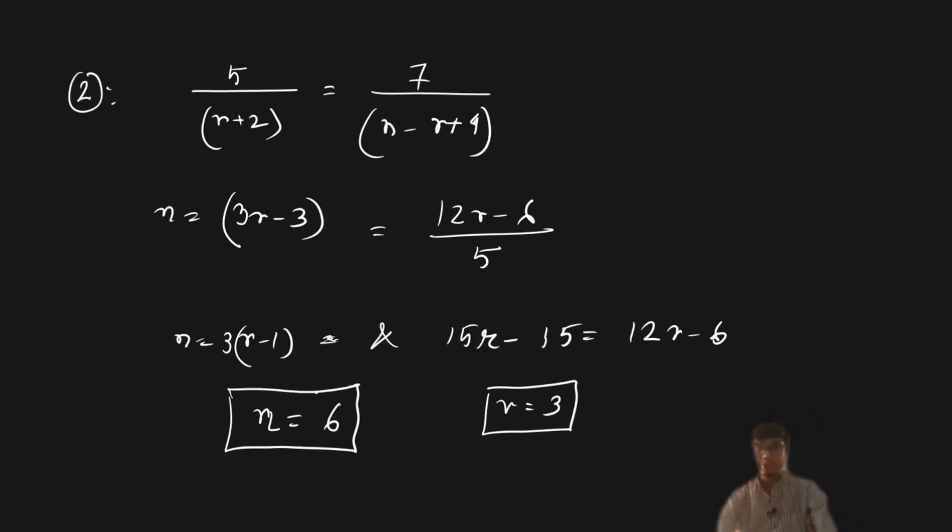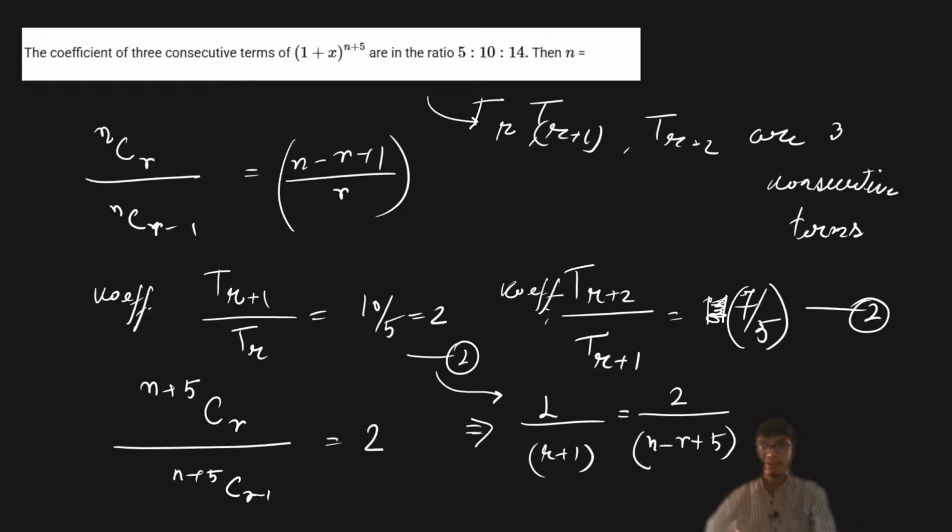I hope this is clear to all of you. So for this particular result to hold true, that the coefficients of the consecutive terms are in the ratio 5 is to 10 is to 14, n should be equal to 6. That is going to be the correct answer. Are you all getting the same answer, equal to 6? Please let me know if you are getting the same answer or not.